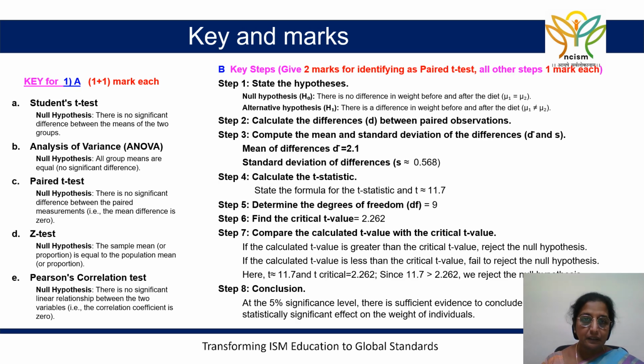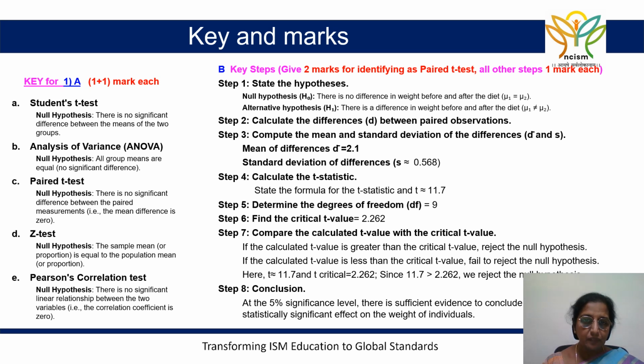Key steps: give 2 marks for identifying correctly as paired t-test. All other steps will carry 1 mark each. There are 8 steps. Step 1, state the null hypothesis, you give 1 mark. Similarly, for all the rest of the 7 steps, you give each 1 mark. So, here you can see the step 2, calculate the difference between paired observations.